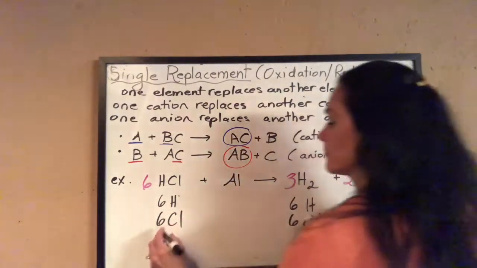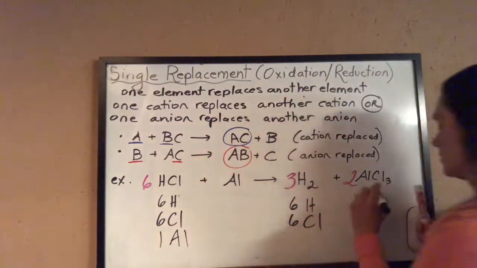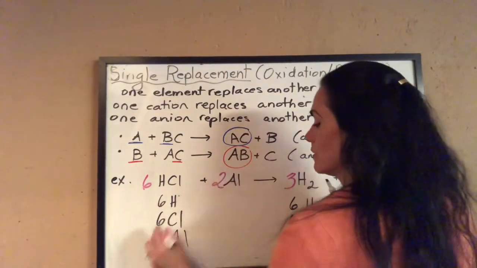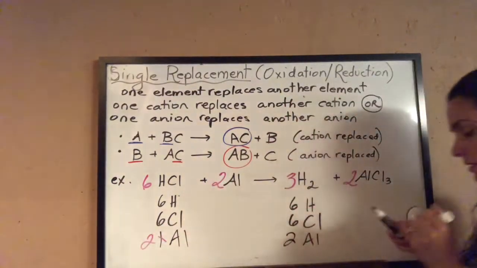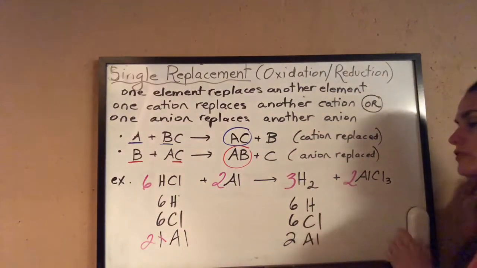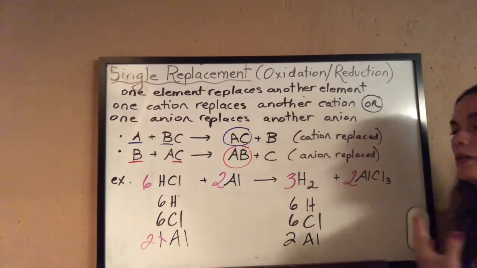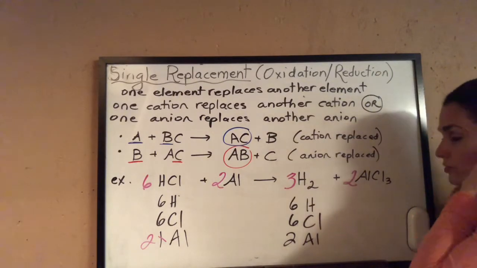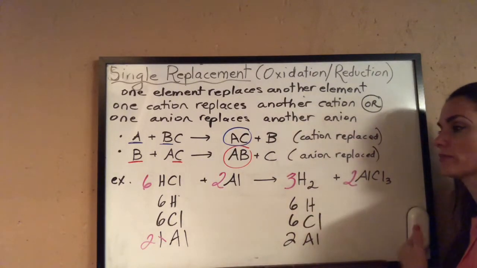Let's go to aluminum. 1 aluminum, 2 aluminum. Aluminum's all by itself over here, so I could put a 2 there, and it is balanced. These are the lowest set of coefficients. You cannot reduce them to any lower whole number. 6 hydrogens, 6 chlorines, 2 aluminums on both reactant and product side.